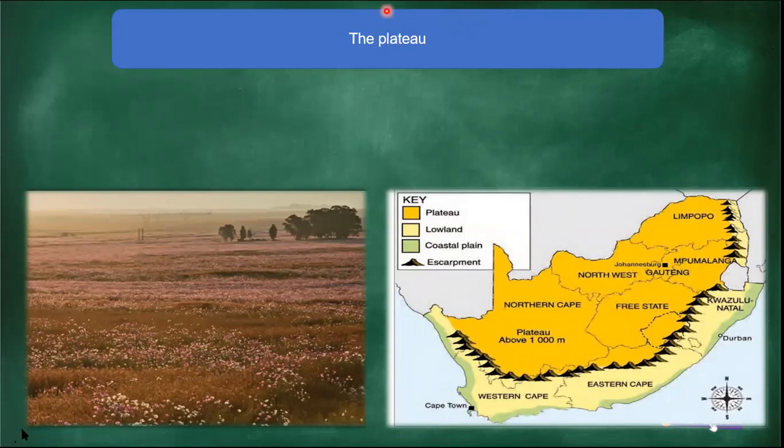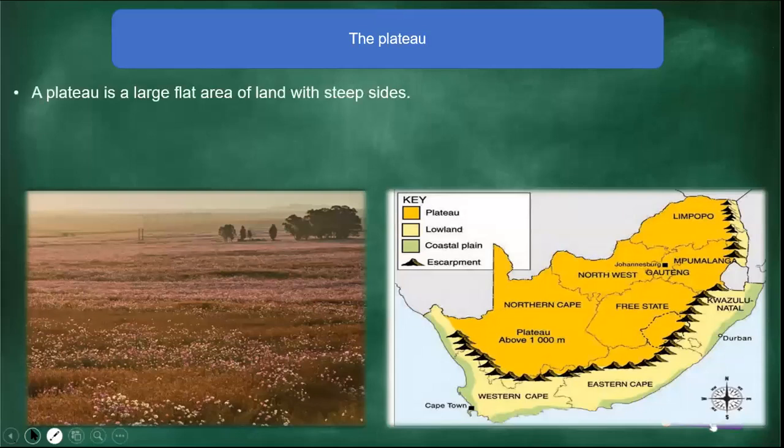Where were we? Okay, we are now learning about the plateau. A plateau is a large flat area of land with steep sides. As you can see on this picture, this is a large flat area. Most of the time, people build their houses there.